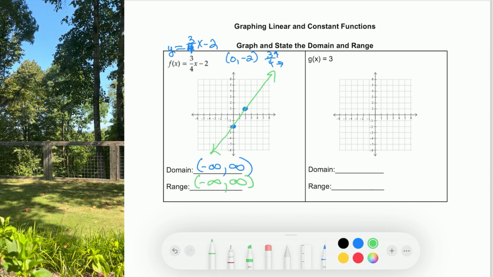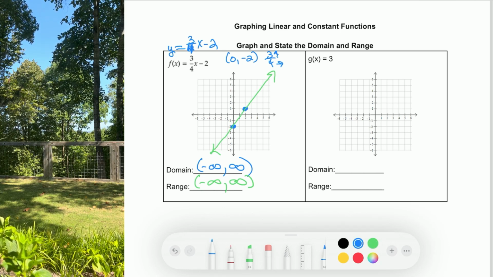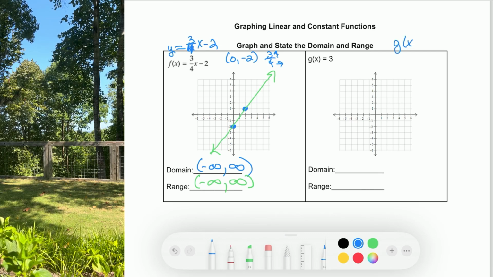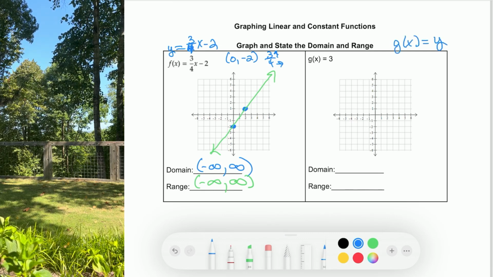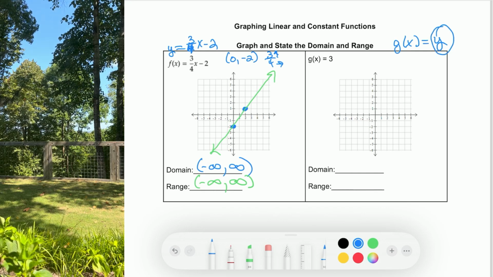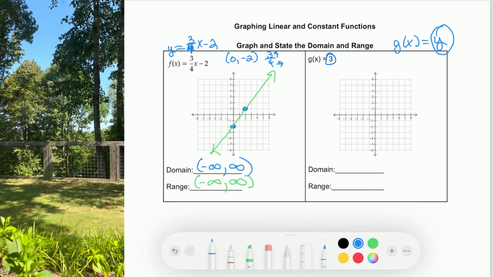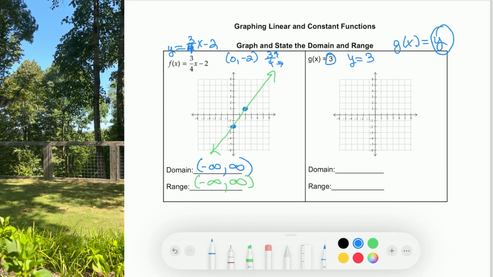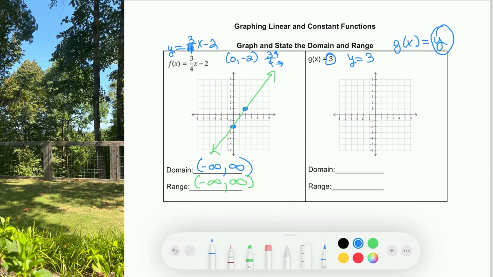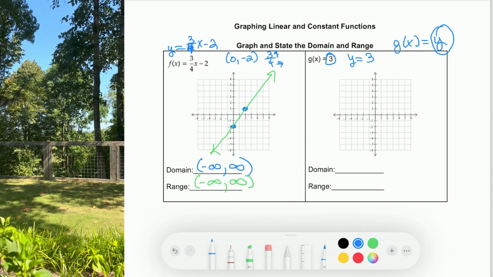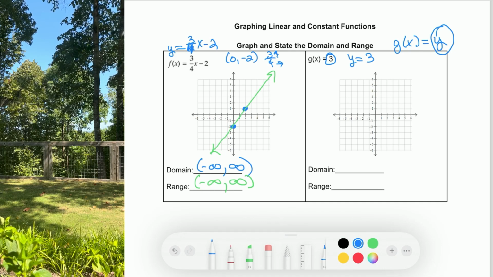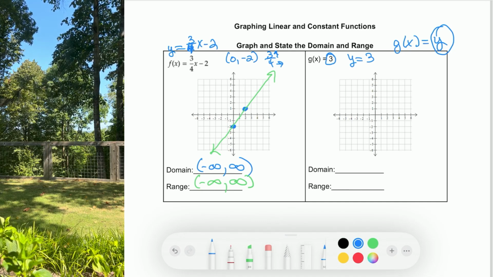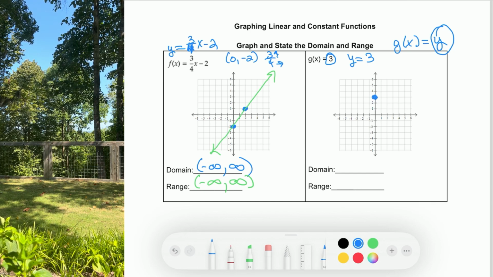All right, well, g of x equals 3. Let's think this through. I know that g of x equals y. Whatever is on this side is my y value. So this 3 is my y. This is the same as saying y equals 3. If we had y equals 3, that told me we had a horizontal line because we didn't have an x there. We only had the y value of 3, which meant our x value could change. It could be any number, but our y value had to always be 3. That tells me I have a horizontal line at 3. So I'm going to draw that horizontal line.